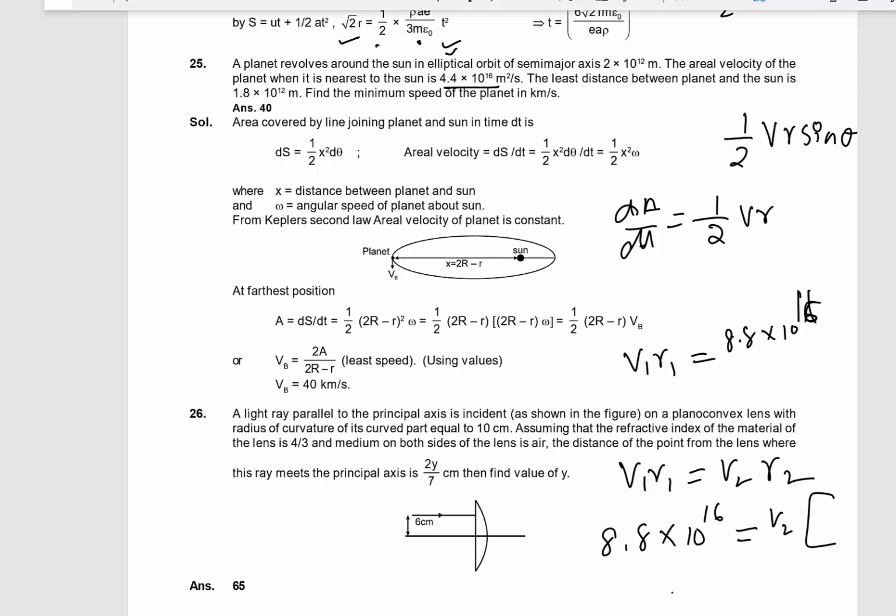The semi major axis is 2a. The 2a length will be 4 into 10 power 12. Of that, subtract this 1.8 into 10 power 12. We have 2.2 into 10 power 12. From this we'll get V2 as 8.8 by 2.2, which is 4 into 10 power 4 meter per second, or that will be 40 kilometer per second, right? Okay.